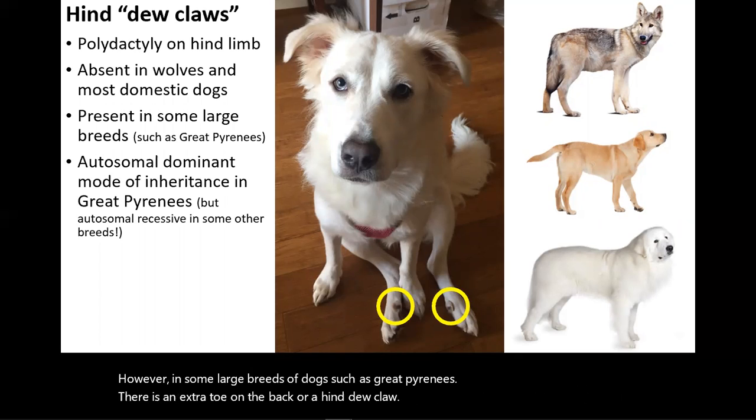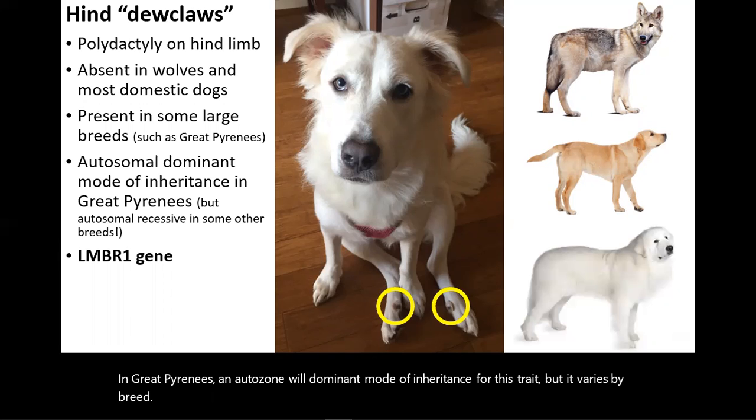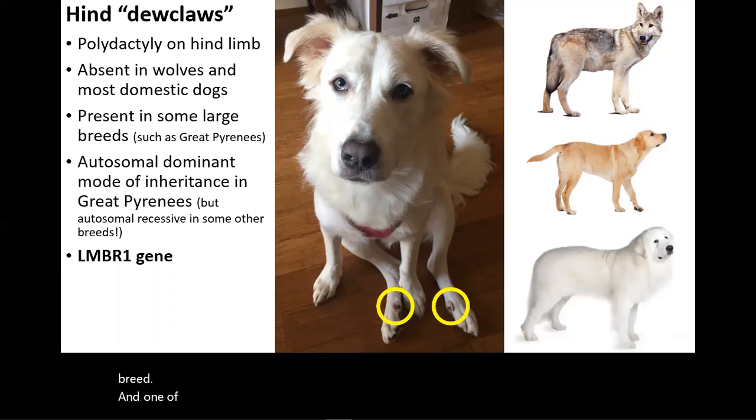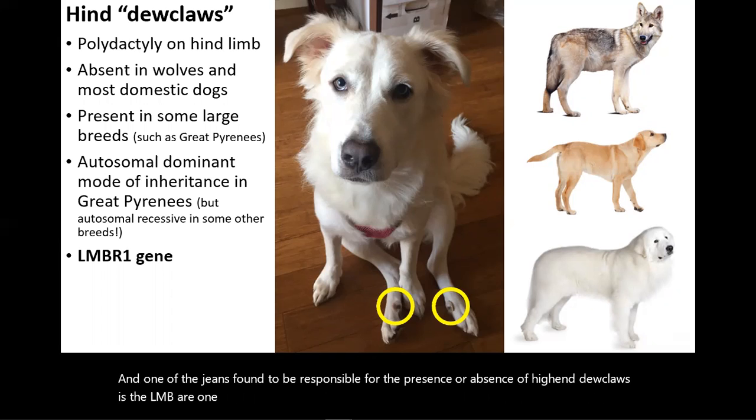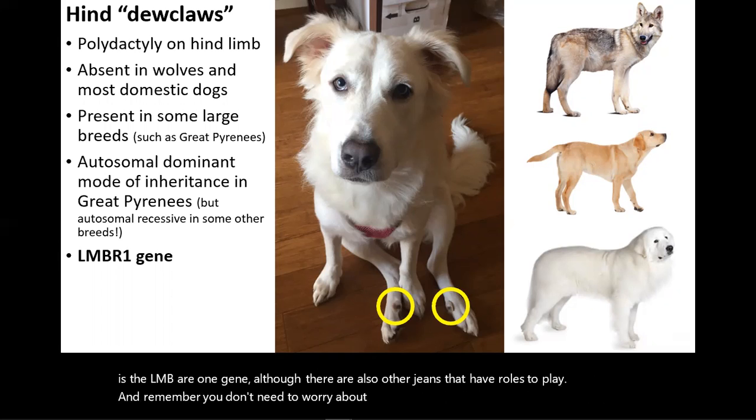In Great Pyrenees, there's an autosomal dominant mode of inheritance for this trait, but it varies by breed. And one of the genes found to be responsible for the presence or absence of hind dewclaws is the LMBR1 gene, although there are also other genes that have roles to play. Remember, you don't need to worry about memorizing any of these details.